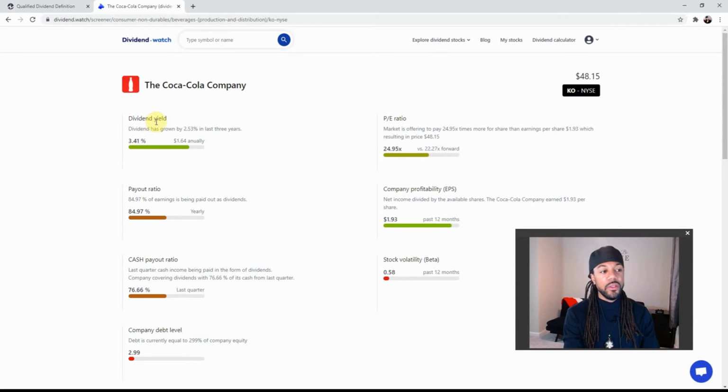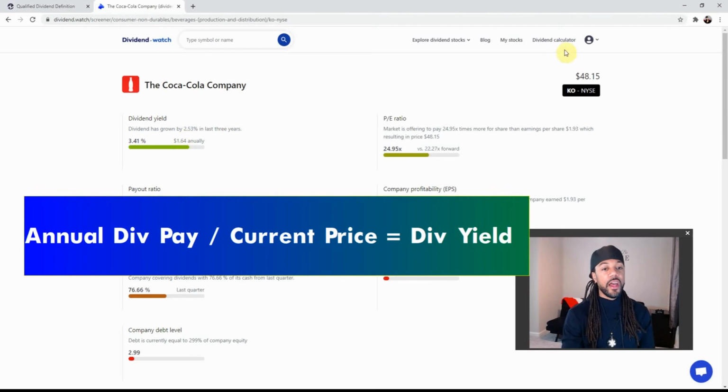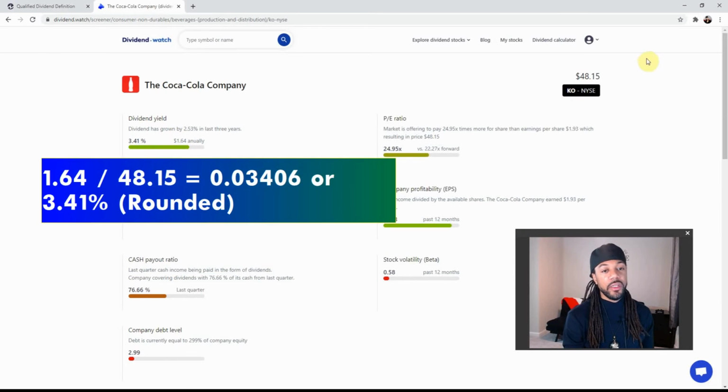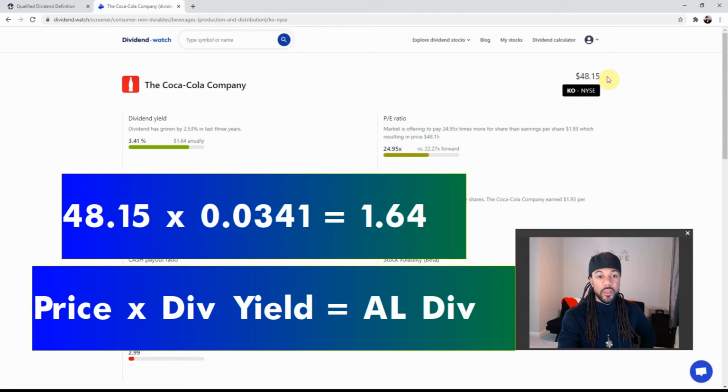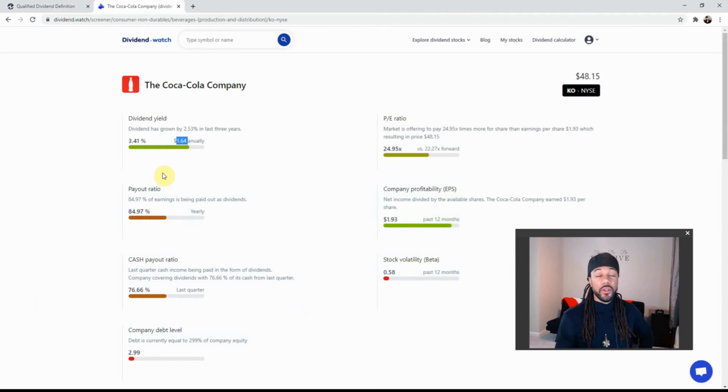How the dividend yield is calculated is the annual pay divided by the current price of the stock. So if you took $1.64 and divided it by 48.15, you will get 3.41%. And you can do this vice versa. If you don't have what a company is paying annually, you can take the company's price, this 48.15, and multiply it by the percentage. Make sure you move the decimal point over 2 times. You will get this $1.64. That's how you calculate the annual dividend if you don't have it.